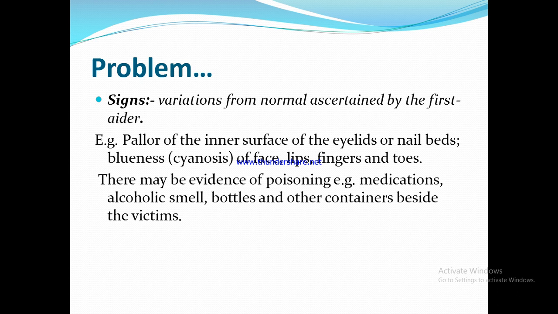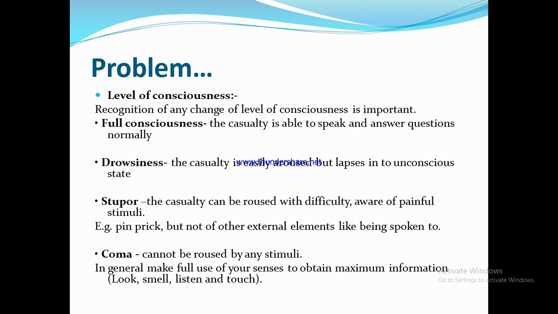For example, pallor of the inner surface of the eyelid indicates severe or continued bleeding; blueness or cyanosis of the face, lips, fingers and toes; or deformity of the long bones indicating a fracture. Others are signs of poisoning or medications, such as alcoholic smells, bottles and other containers beside the victim. These can be symbols of what has been done or what has happened before.